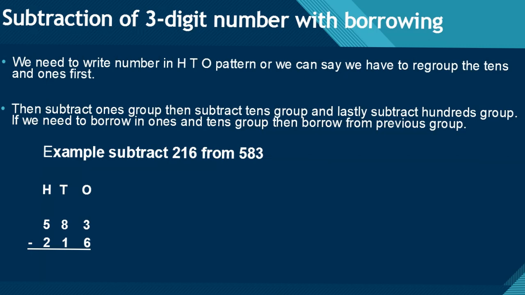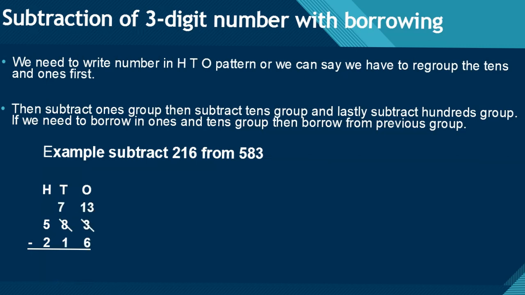Okay, just the group before, we need to borrow. So we will take the borrow from the tens group. Then 8 will be reduced to 7 and this 3 becomes 13. So we'll take 1 from the 8, it will become 7 and this 3 becomes 13. Okay, I hope there is no problem in this.